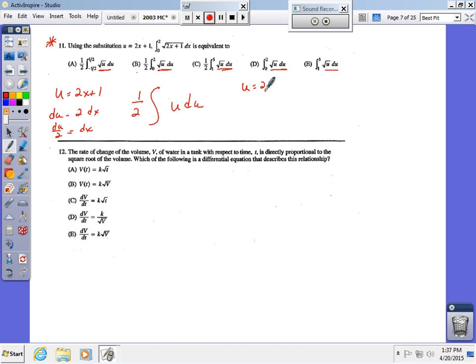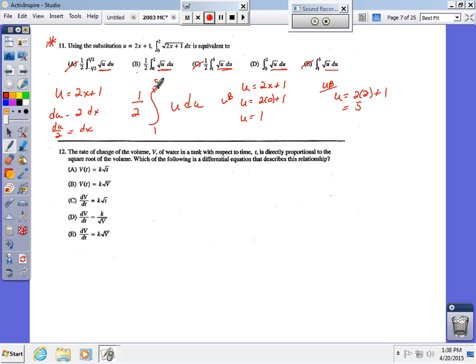So if u equals 2x plus 1, the lower bound is going to be when I plug in x for 0, so 2 times 0 plus 1, so u is equal to 1. So my lower bound is 1, which means it can't be a, it could be b, can't be c, it could be d, and it can't be e. Now my upper bound, do the same thing, but plug in 2. So 2 times 2 plus 1, so that's 5. My upper bound is 5, my lower bound is 1.